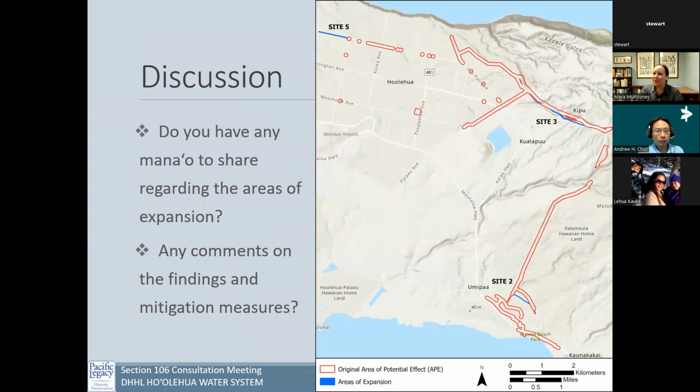So in terms of a discussion, we wanted to hear from everybody tonight. If you have any mana'o to share regarding the areas of expansion that are shown on the slide, or any comments on the findings and mitigation measures. Yes.